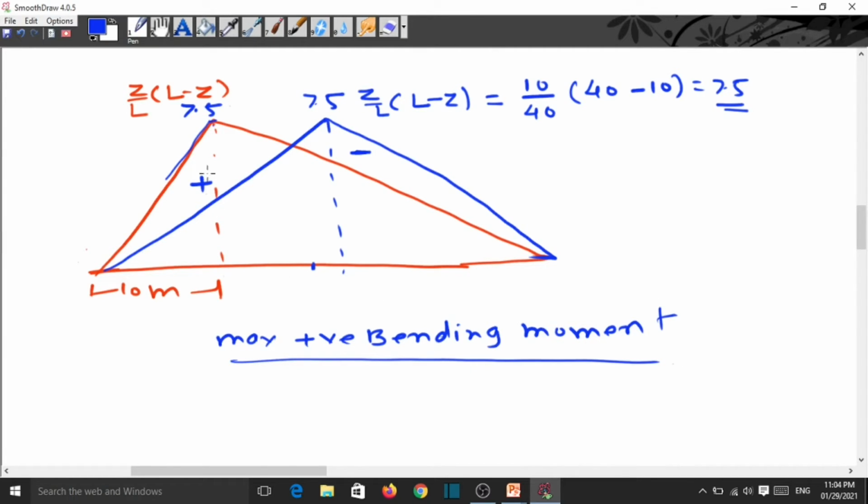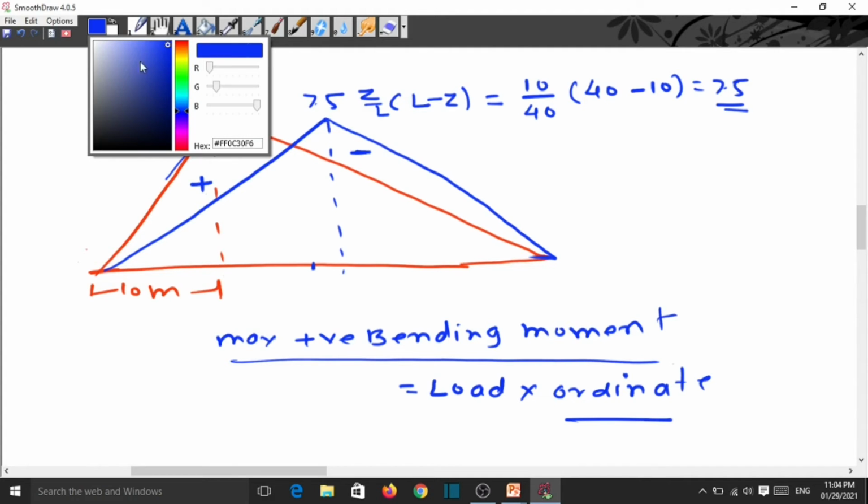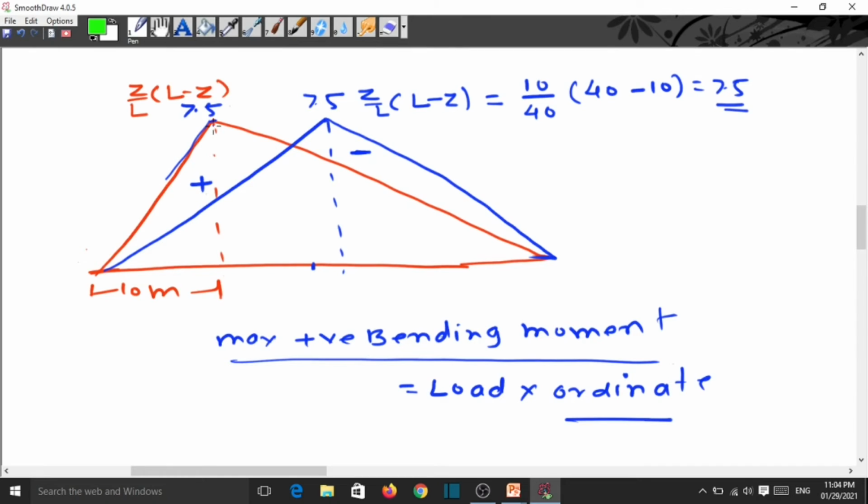So for maximum positive bending moment, we can write this load into the ordinate. Which ordinate now? This ordinate, because the common part gets canceled out.